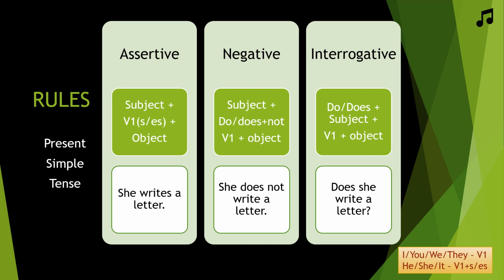Now see the interrogative sentence. Does she write a letter? Do or does plus subject plus first form of verb with object. Here also, if we are using does in the sentence, then s will not be there with the verb. In the right corner of the screen, it has been mentioned with what we have to use the first form of verb and with what we have to use the first form of verb with s or es. Keep this rule in your mind, then you will never commit a mistake.